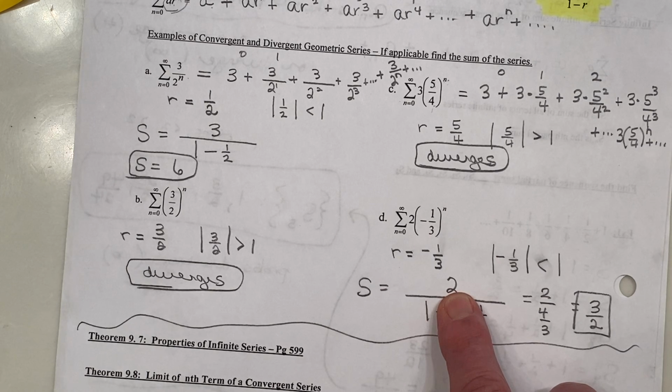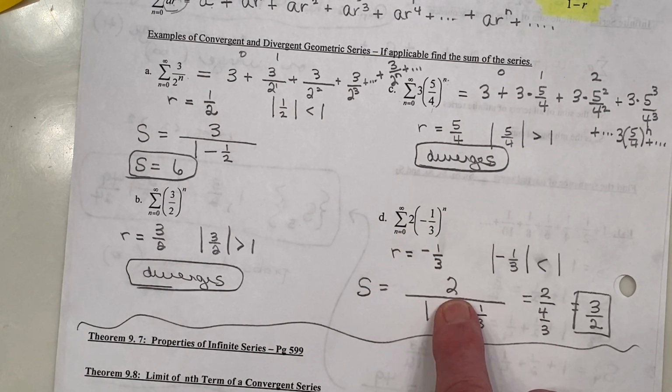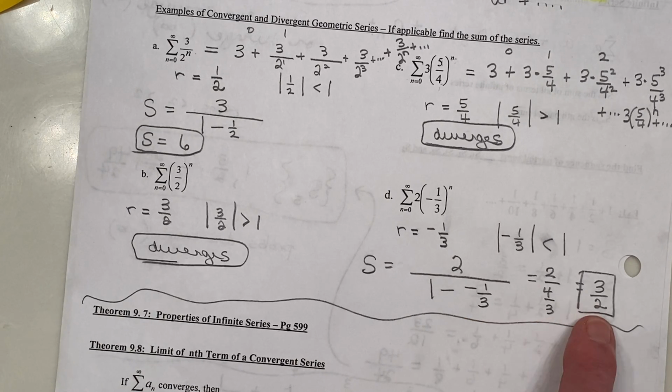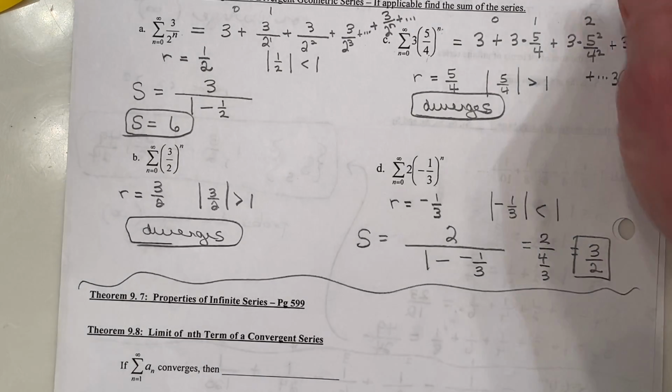The first term, a, so when n is 0, because it tells us n is 0, the first term is 2, and when we go to the formula, 1 minus the common ratio, even if it's negative, we use negative, we get 4/3, and we did the math, and we got 3/2. Okay. So this is where we left off.